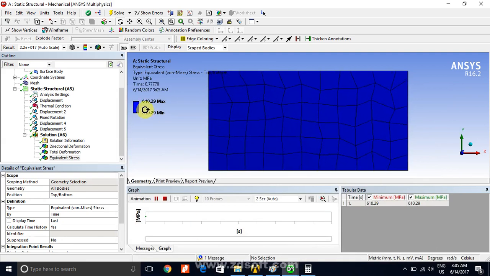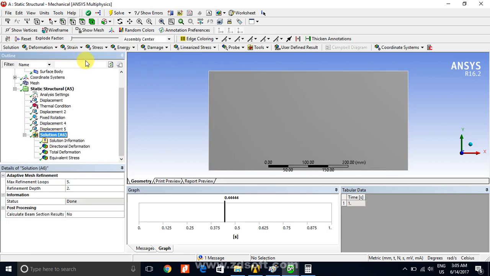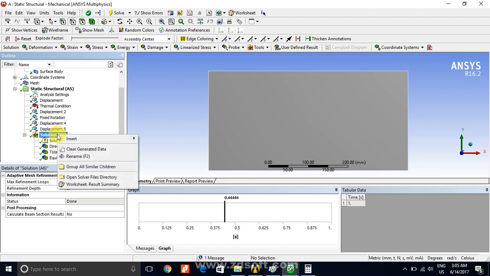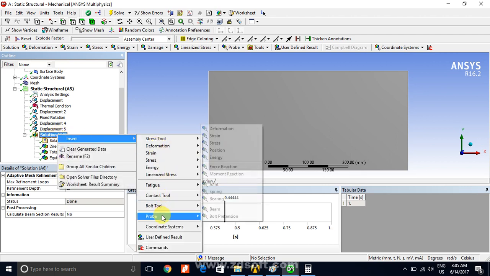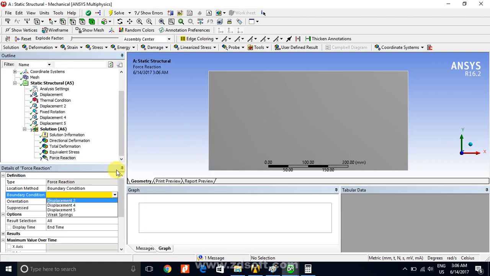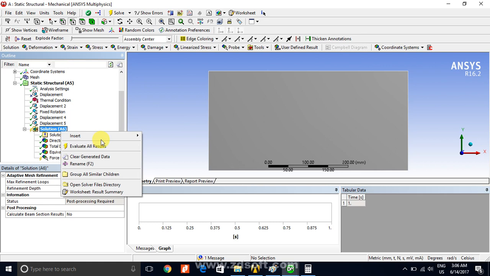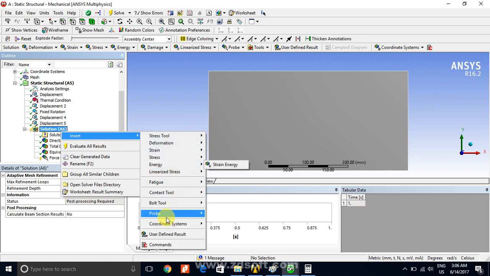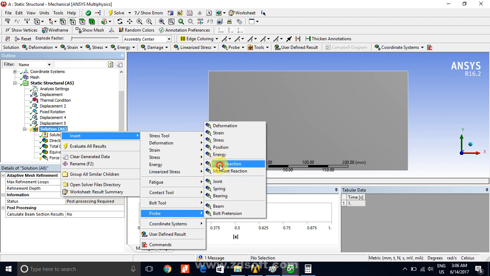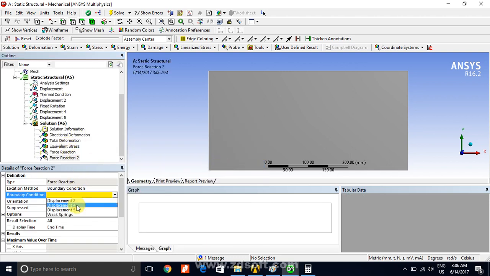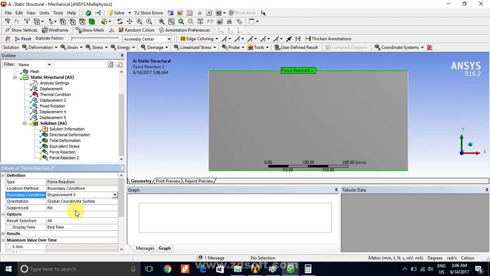So I am telling you that you should get the reactions at these two boundaries. First is displacement 2, this boundary, and again get the reaction at another boundary, displacement number 5. So solve it.